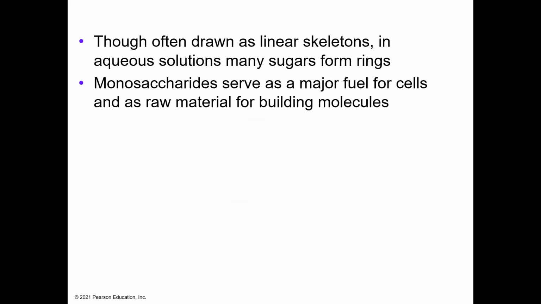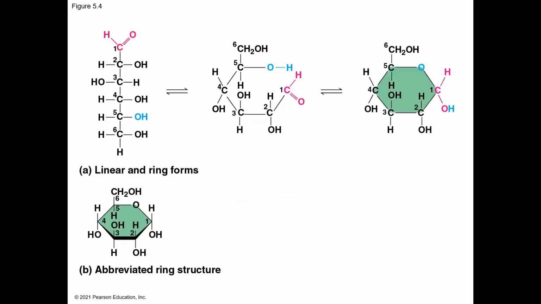They're often drawn as linear skeletons. A lot of sugars will form rings. And monosaccharides are the major fuel for cells and the raw material for building molecules. That is true for humans as well. Monosaccharides, for example, glucose is the major fuel for our cells. It's one of the reasons why we have to worry about blood sugar, and we'll cover that in a second.